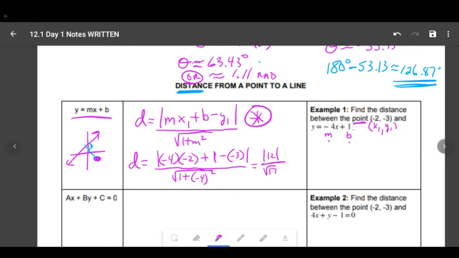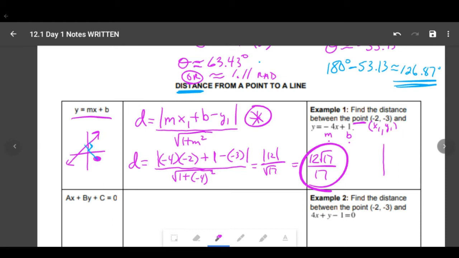If I rationalize this, then I would just multiply by the square root of 17 and say 12 square root of 17 over 17. And that would be the distance between that point and the line y equals negative 4x plus 1.